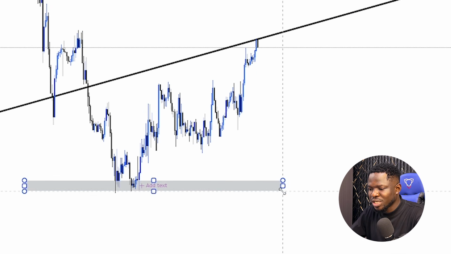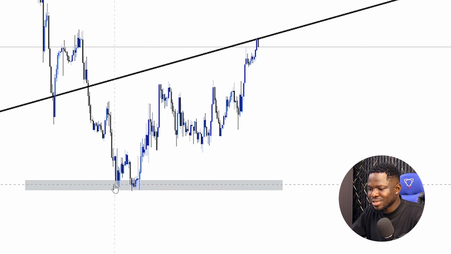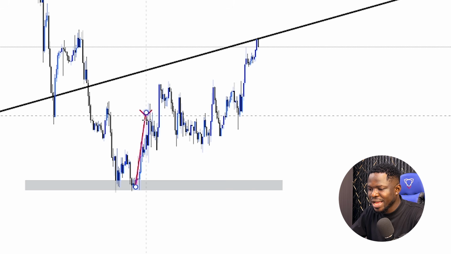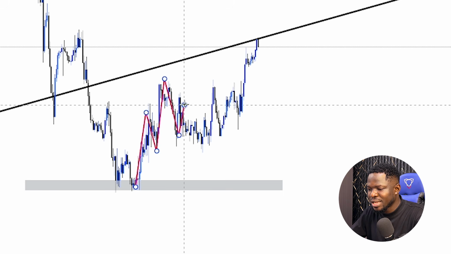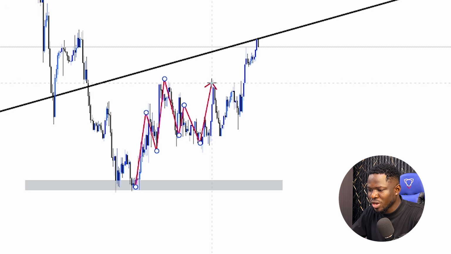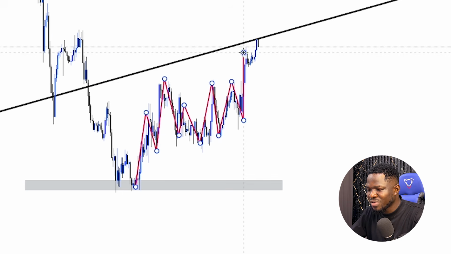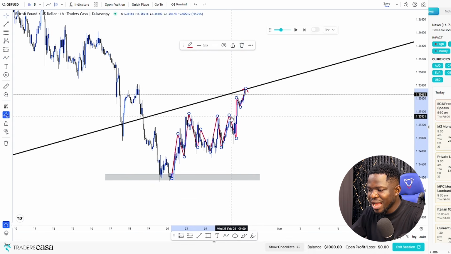If you look at the price action right here, the price created a support here and the price gave us a bullish market structure to the upper side, higher high, higher low, higher high. Then we have a retracement, price continues the higher high, higher low pattern. Then we have higher high, higher low, then higher high.